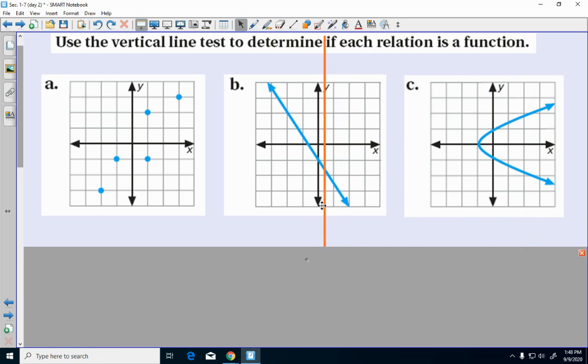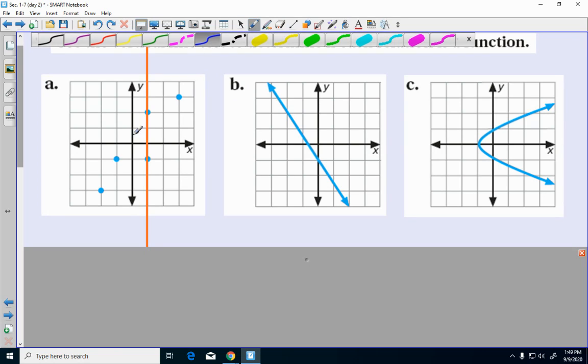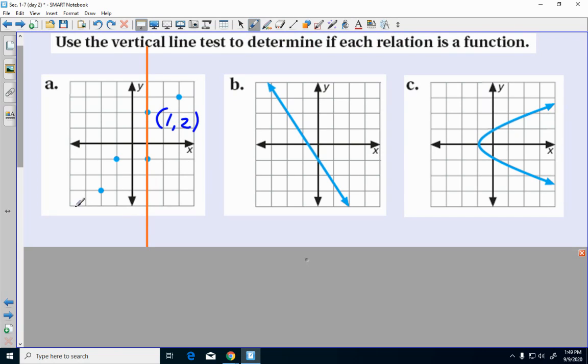In B, are you ever going to hit blue and red more than once at a time? So it's good. What about A? You're going to hit it right there, which means, is it good or bad? It's bad, right? Think about the ordered pairs here. If you listed these ordered pairs, that's going to be 1, 2, and this one is 1, -1. So same X value, different answers. You don't want that.